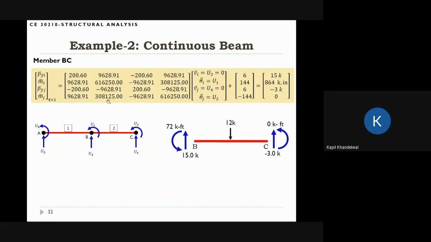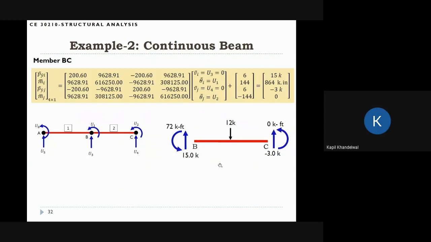So actually, you just need the second and fourth columns. The second column is multiplied by U1, the fourth column is multiplied by U2, plus this PO vector. This PO vector we have already calculated earlier, so it's exactly the same numbers here. We just add them together and we get the final member forces. If I draw it, this is the I end, this is the J end, so it's 15, 72. I have changed this 864 to kip-feet, so you divide by 12 to get 72, and then minus 3 and 0. So these are the member forces in this beam member.